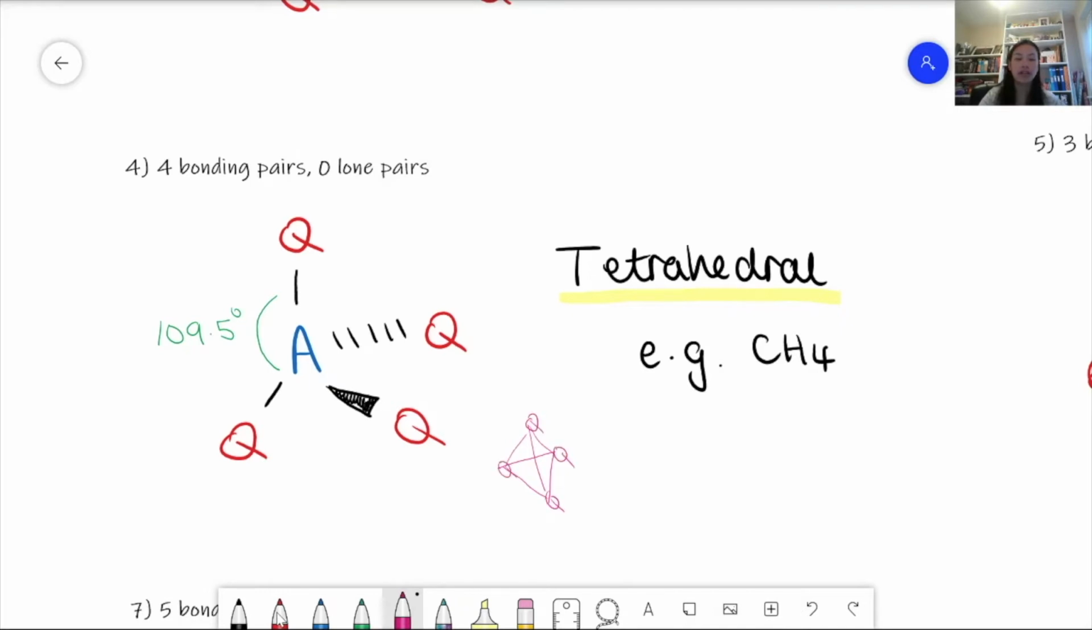And then A would be somewhere in the middle, kind of bonded to all 4 of them. And their angle is 109.5 degrees, and we call this tetrahedral.